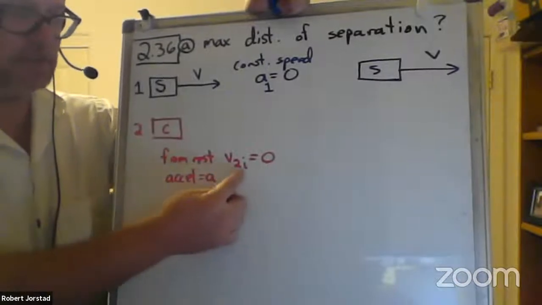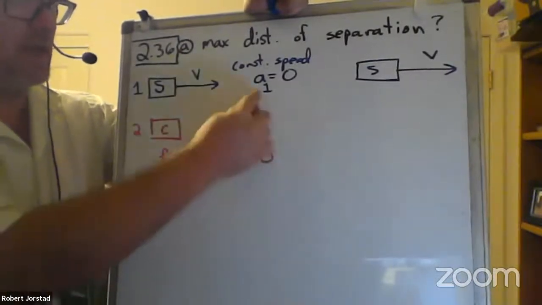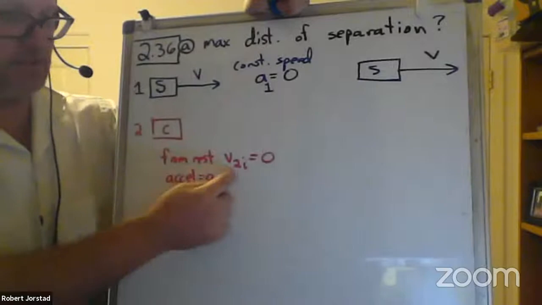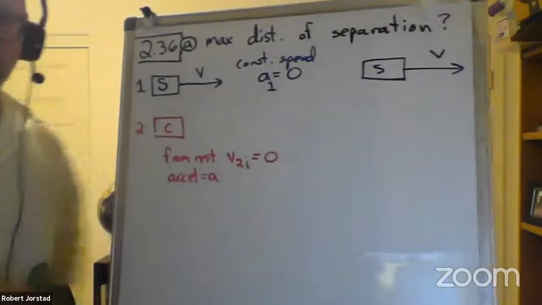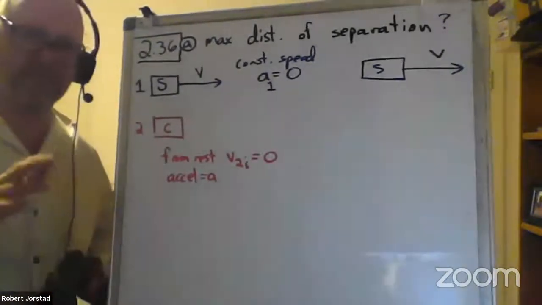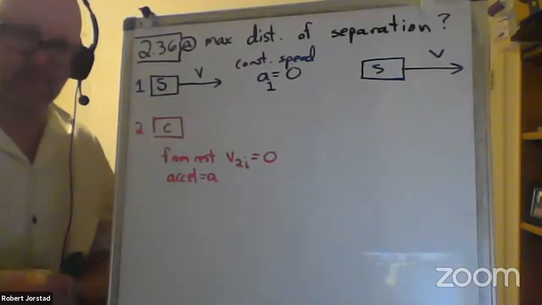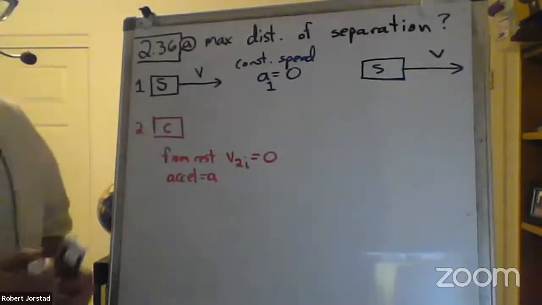That way I could say V2 initial equals 0, A1 equals 0. V2 initial was 0 because it starts from rest. All right. Questions about that?